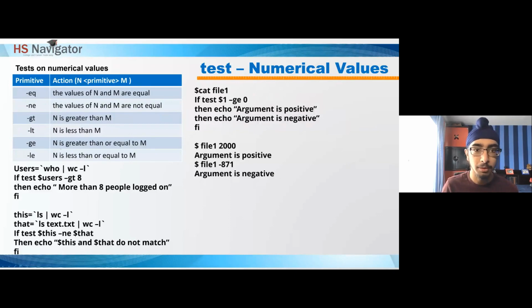So another one here is looking at the number of users that are logged on. If you say users equals this command, see if you escape it with backticks, it actually runs this command in the shell, and it gets you the list of how many users there are. So if the number of users is greater than 8, then you can say that more than 8 people are logged on. And the same thing with this last program, which is another example of asking: is the number of words in this file the same as the number of words in that file? If they're the same, then they match, or they do not match.